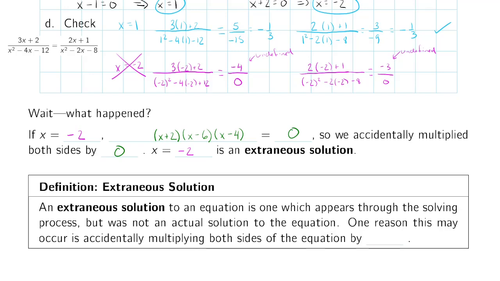We're going to see several reasons why this can occur, but the reason that we just saw, the reason that shows up with rational equations, is that maybe we accidentally multiplied both sides by 0. If we accidentally multiplied both sides by 0, we're going to get an extraneous solution. That wasn't really a solution to the original equation, so when we realize that we got one, we throw it in the garbage. In this example, x equals 1 was actually the only solution to the equation.